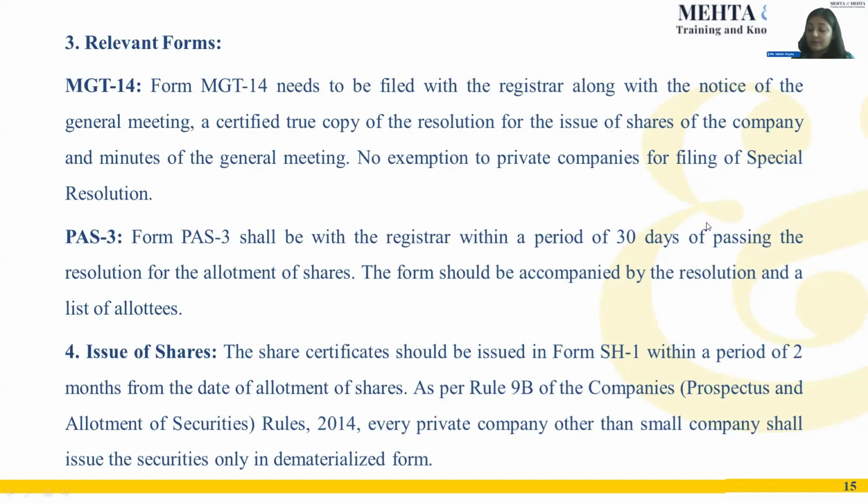So till March 31st, shares were issued through certificates. However, through the amendment under the Companies (Prospectus and Allotment of Securities) Rules, through Rule 9B, every private company other than a small company is required to issue securities only in dematerialized form. And it says very specifically issue of securities, which will always include the issue of preference shares as well. So now a company needs to issue preference shares only in dematerialized form, unless they are small companies, which can issue in physical form as well.